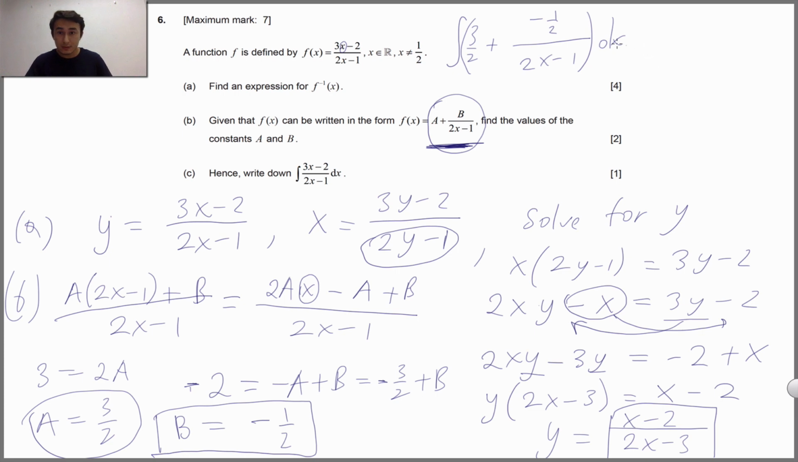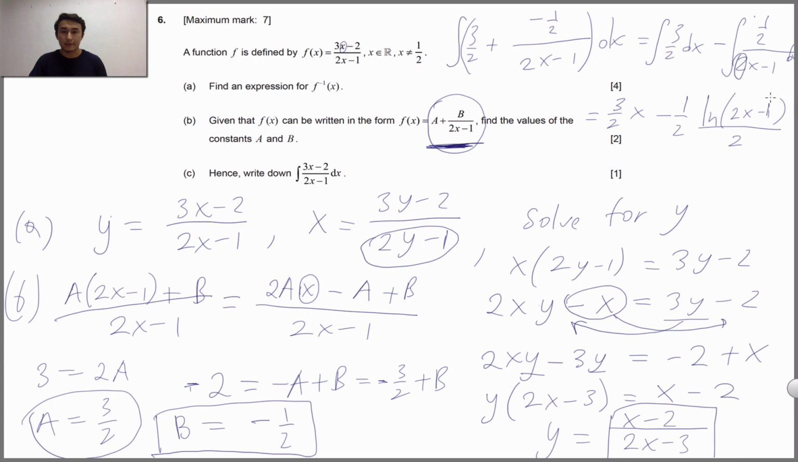Next step, we can split it into two integrals. First one is 3 over 2 dx. Second one is minus 1 over 2, and then 2x minus 1 dx. Okay, what's the integral of 3 over 2? It's simply 3 over 2 x, and then minus 1 over 2 natural logarithm of 2x minus 1, and keep in mind we have to divide by 2 as well, because we have 2 right here.